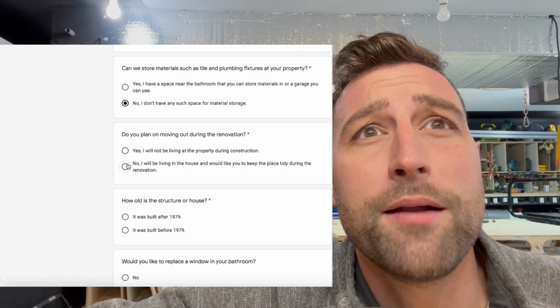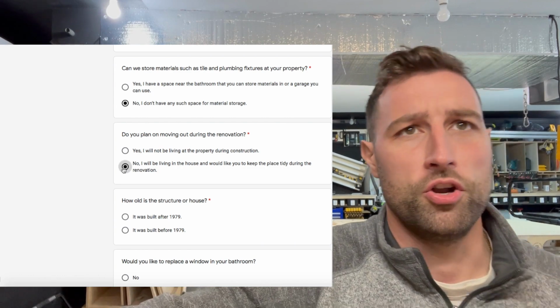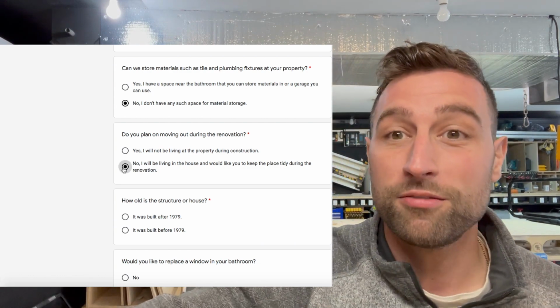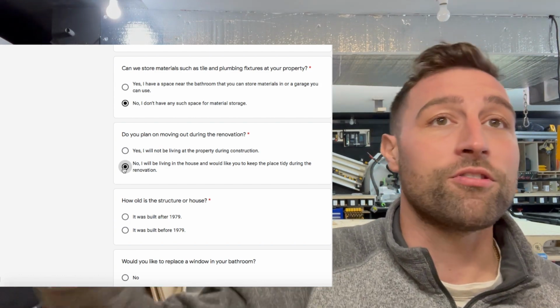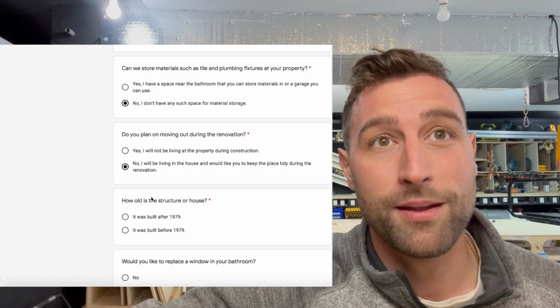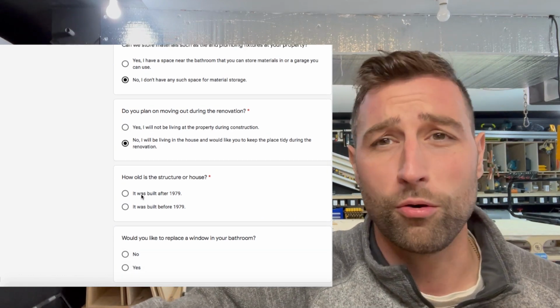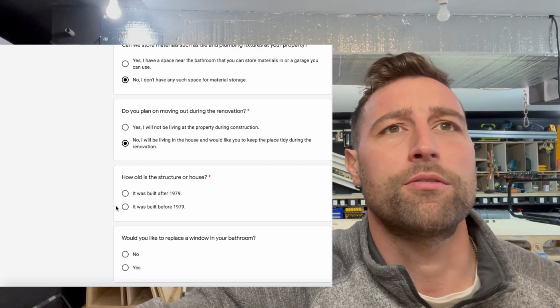Do you plan on moving out during the renovation? If they are, then it will be cheaper. No, I'd like to stay. It'll be more expensive because I have to worry about working around your hours and we have to be more fastidious about cleaning up every day. So that's why it's going to be more expensive. We're adding on a certain percentage of the total cost again. Or it could be a fixed price, for example, on a bathroom.